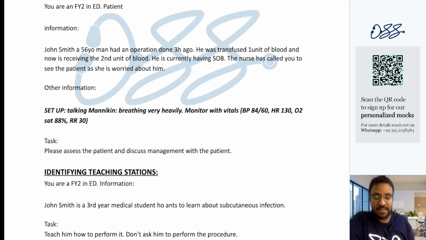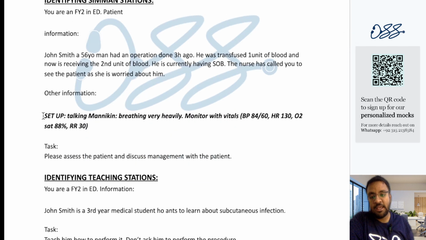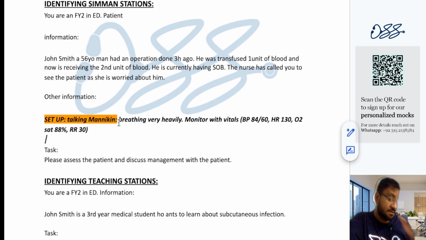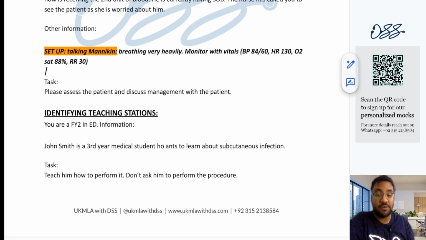Then we have got the Simmons station. The Simmons station would be pretty easy to identify because there is one room in the corner that is dedicated for the Simmons, and when you peek inside, you would see the mannequin lying there. But suppose the door is closed, or there are curtains, then you would see this line: setup talking mannequin. This particular line is very important, and will help you identify that this type of station is a Simmons station, and then you would have to take the Simmons station approach.